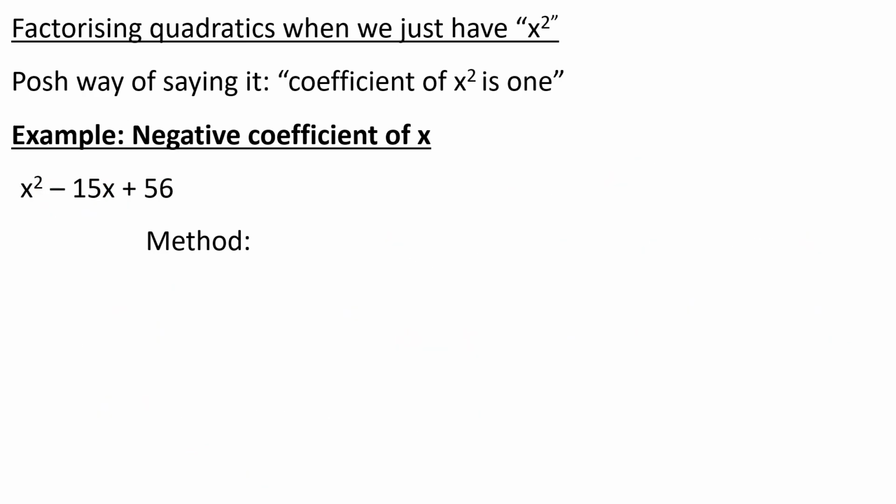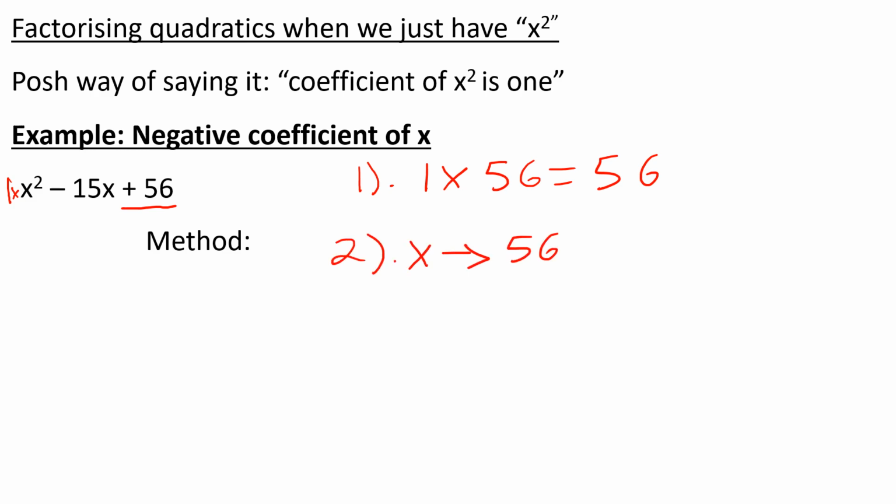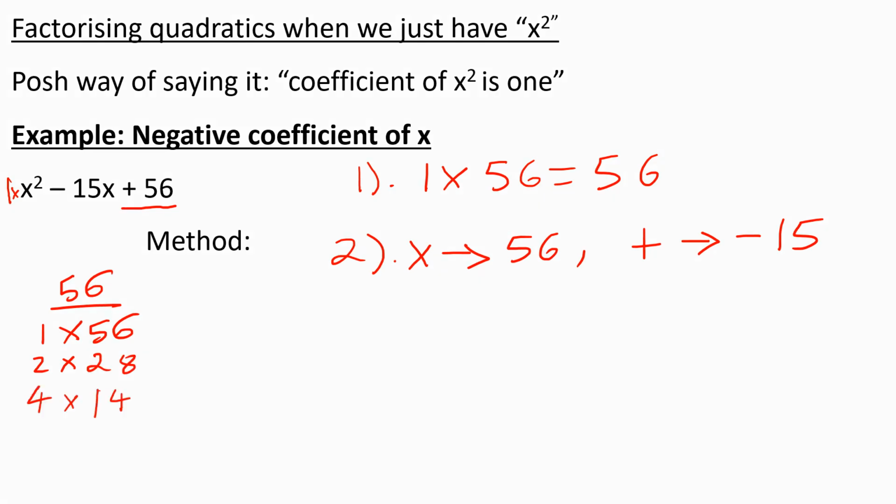Here's another question. In this question, I've got 1x squared. So I need to do 1 times the constant, 1 times plus 56. That's 56. So I want a pair of numbers that will times to give 56 and will add to give minus 15. I look at the factors of 56: 1 times 56, 2 times 28, 4 times 14, 7 times 8, and that is it. So these are our factors of 56.